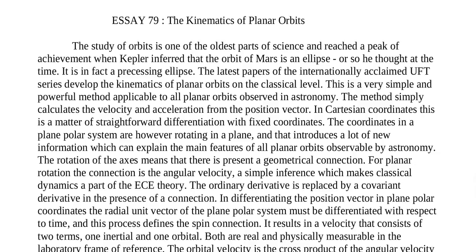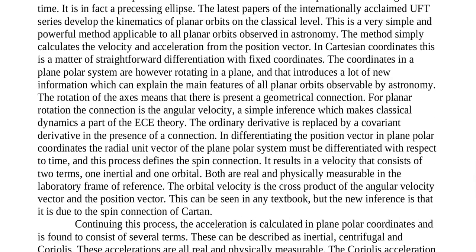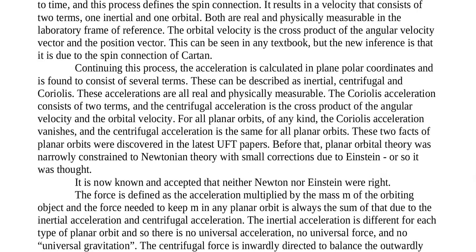It results in a velocity that consists of two terms, one inertial and one orbital. Both are real and physically measurable in the laboratory frame of reference. The orbital velocity is the cross product of the angular velocity vector and the position vector. This can be seen in any textbook, but the new inference is that it is due to the spin connection of Cartan.